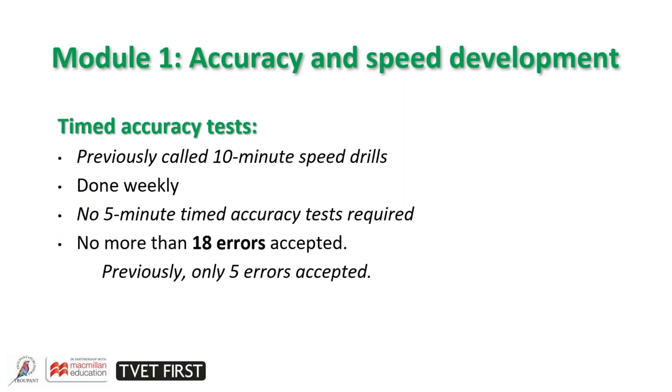Time accuracy test, previously called 10-minute speed drills, mark table included. The mark table is included in your lecturer's guide. If a student did not finish the speed, do not mark it as a zero. Count it back. Look in your lecturer's guide. These need to be done every week. It is no longer necessary to have 5-minute time accuracy test. Time accuracy test, no more than 18 errors accepted. It depends on the level of the information processing.